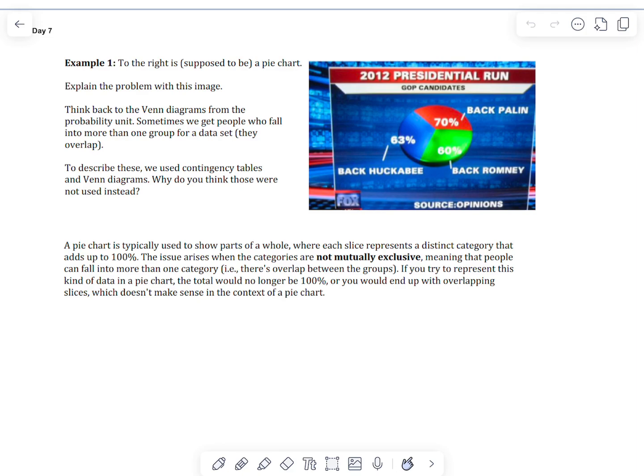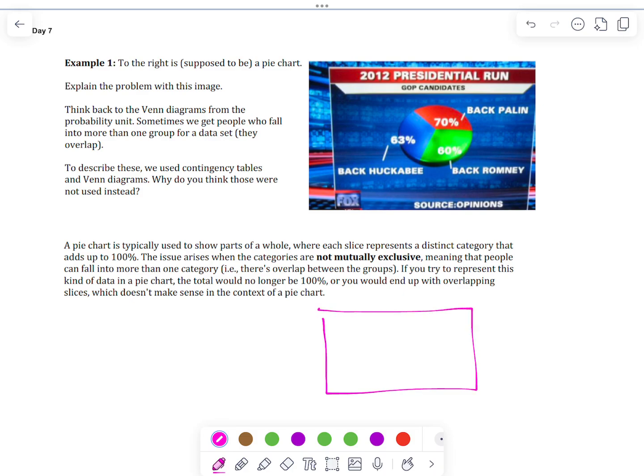So think about Venn diagrams from probabilities. Sometimes we get people who fall within more than one group, so they could overlap. So if we think of set A and set B, and then we have people who fall in both of those categories. To describe these, we use contingency tables and Venn diagrams, because that will show you the difference when they overlap.